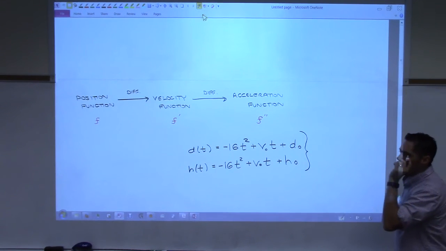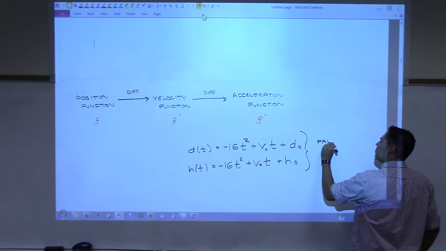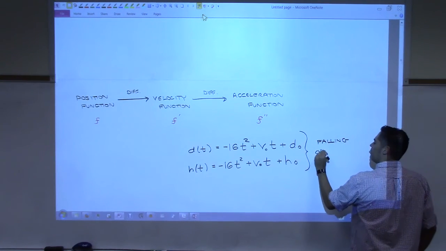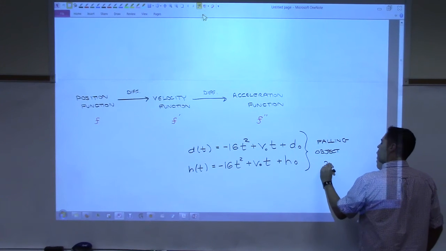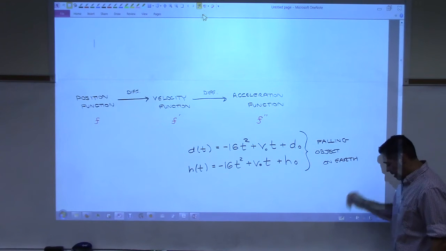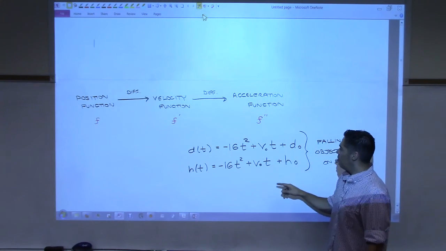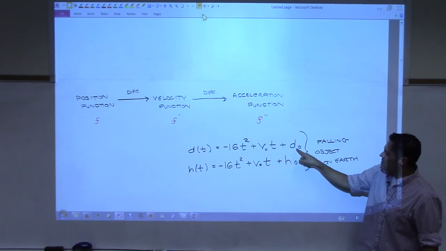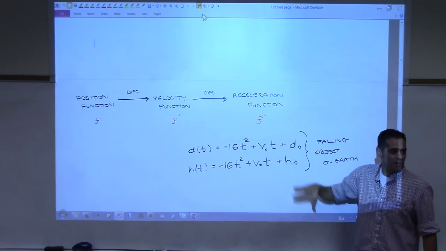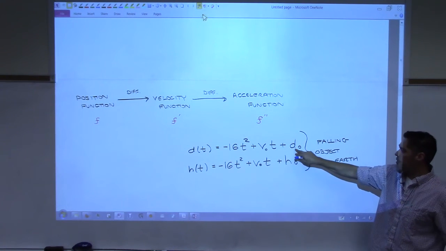These are the equations that we use on Earth. If you have a falling object on Earth, if you drop something on Earth, then you can figure out where it's going to be at every point in time. And this is the actual function. There's a couple things you have to know about this. This d naught is the initial height. So if I drop this thing from 30 feet, I would put a 30 here.